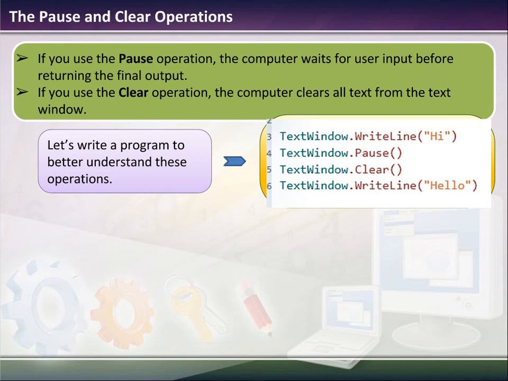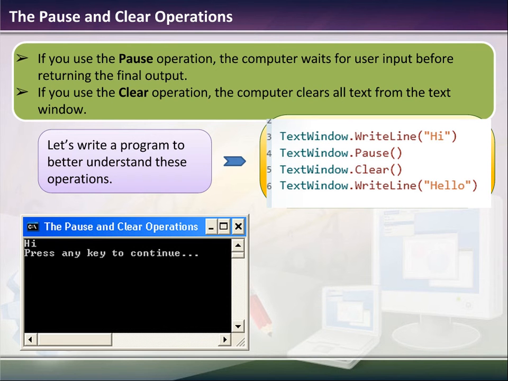Text window.write line will start a new line and it'll print the word hi. Print pause will show a flashing cursor, and it won't do anything. It'll stay at line 4 until you select an input. Then it will run to the next line, clear, which clears the entire screen, and then it'll say hello in a new line. So first thing you'll do is you'll see this, it'll say hi, and then it'll say pause, and then it'll say press any key to continue.